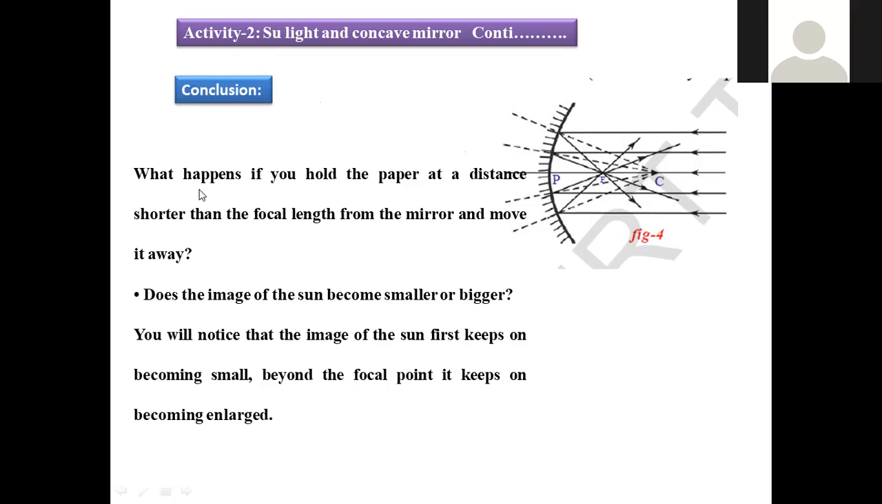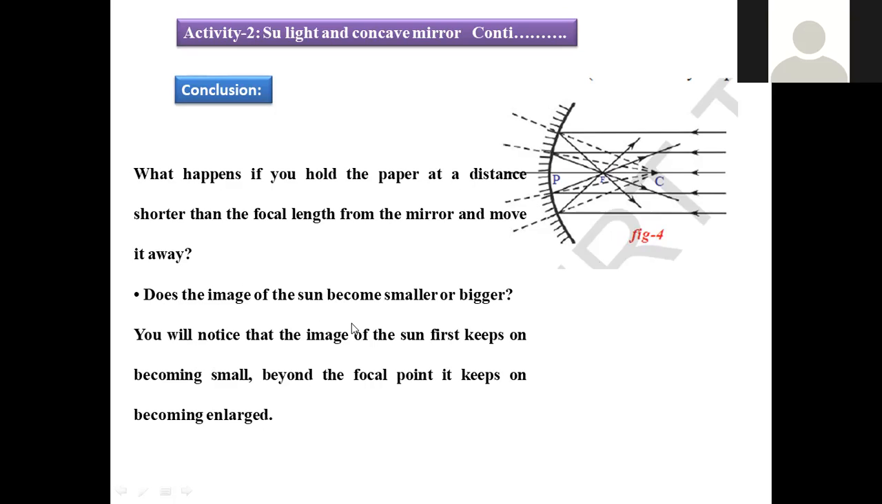Now what will be the conclusion? What happens if you hold the paper at a distance shorter than the focal length? When the paper is adjusted in such a manner that the shortest image and the brightest image are observed, then only you can easily find out the focal length. Now, what we are doing is shifting the paper to less than the focal length, toward the mirror, and moving it away. So we are shifting its position.